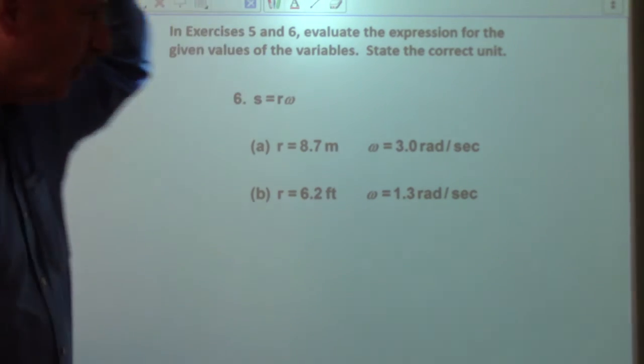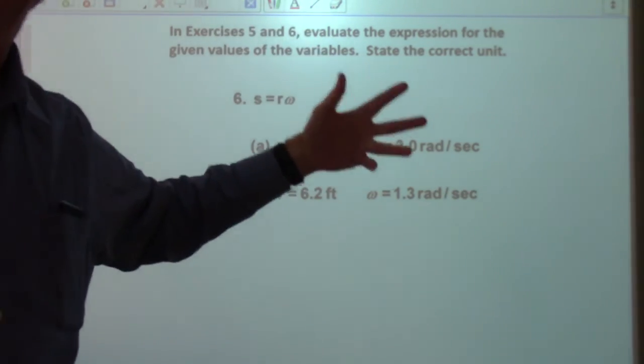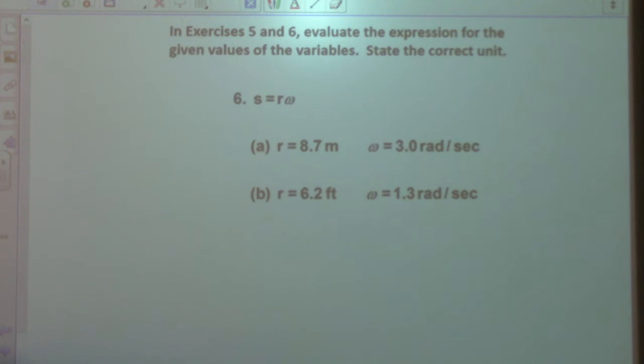So I'm going to call on somebody. The person I call on for number 6 will be able to do parts A and B, right? It's the same type of thing. So do the same thing, part A and part B. Okay, for number 6 we have Conman.